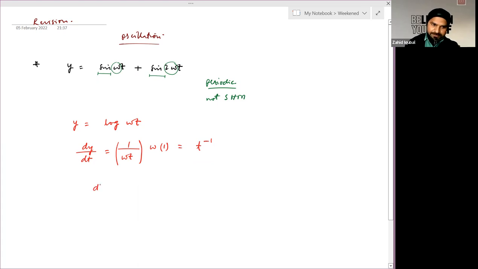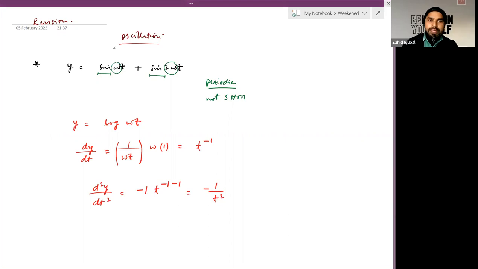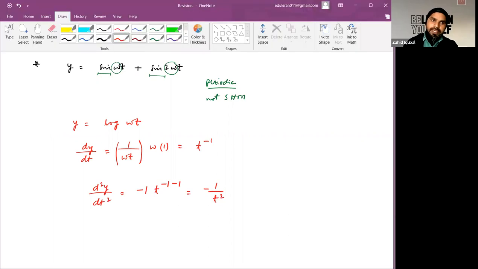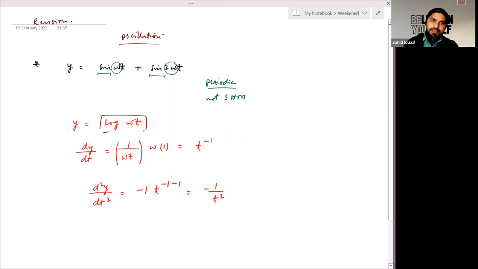Further differentiate it, you will get n x to the power n minus 1. That will be minus 1 over t squared. So this expression is not identical to the displacement, that is y. So we can say this will not be SHM. And also it is not periodic. So it is non-periodic.